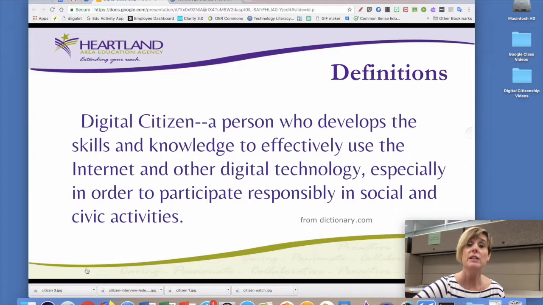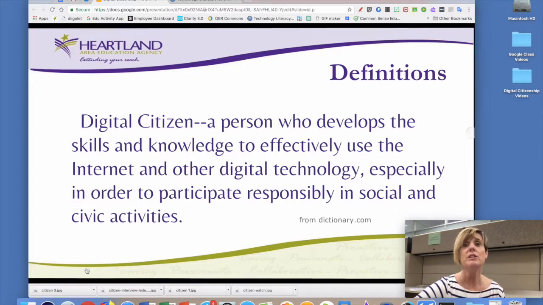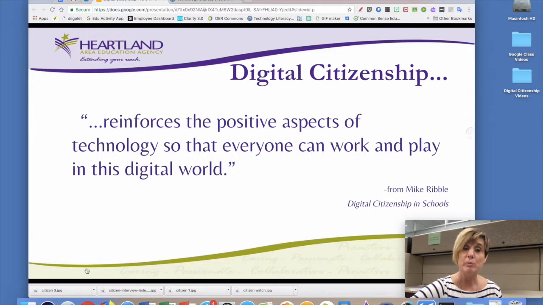Well, a digital citizen is defined as a person who develops the skills and knowledge to effectively use the internet and other digital technology, especially in order to participate responsibly in social and civic activities. So we have a digital citizen. What would digital citizenship be? Digital citizenship is defined then by Mike Ribble in his book, Digital Citizenship in Schools. He says that digital citizenship reinforces the positive aspects of technology so that everyone can work and play in this digital world. Okay, so we've got a group definition and understanding of these important terms.